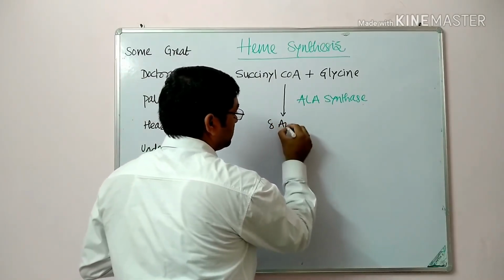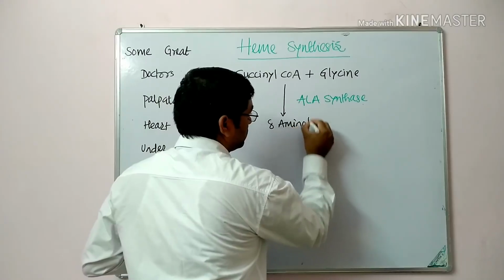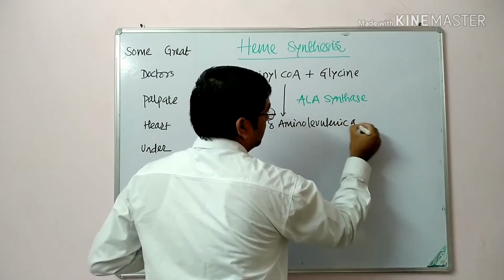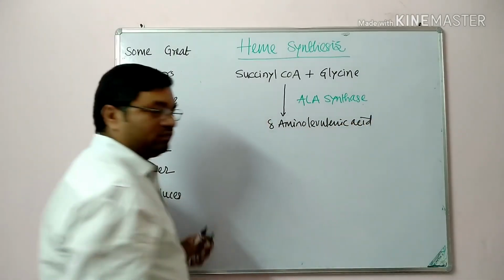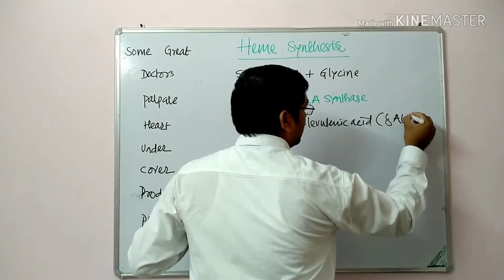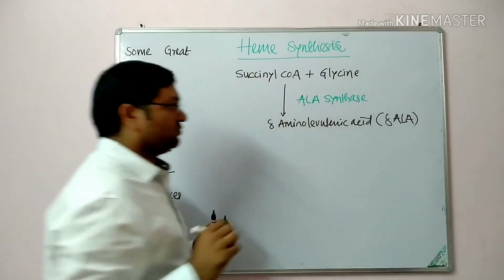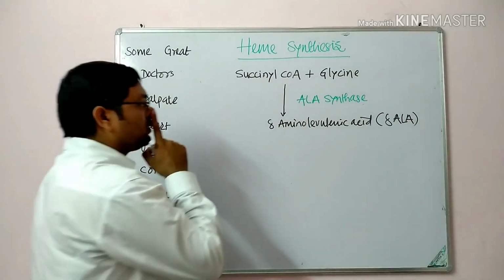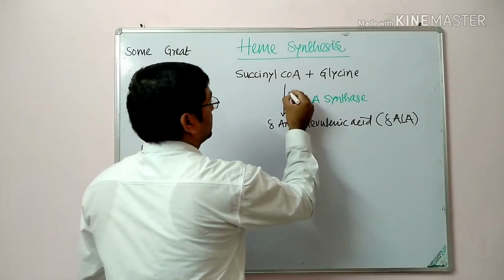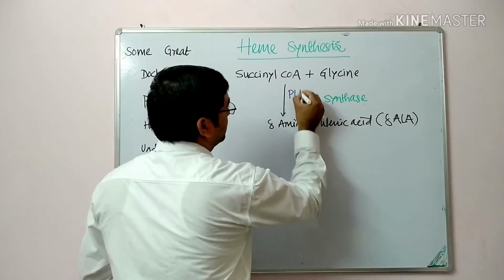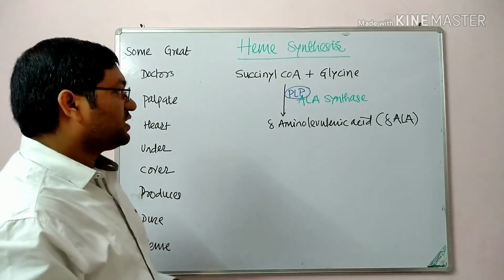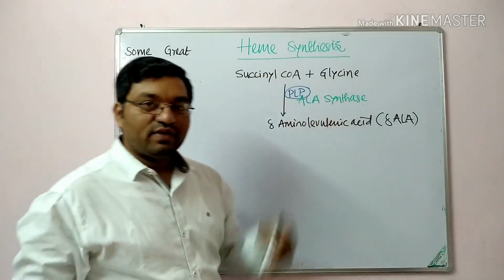It is written as delta aminolevulinic acid. This reaction is PLP dependent. Pyridoxal phosphate is required in this reaction. It is required to activate the glycine.